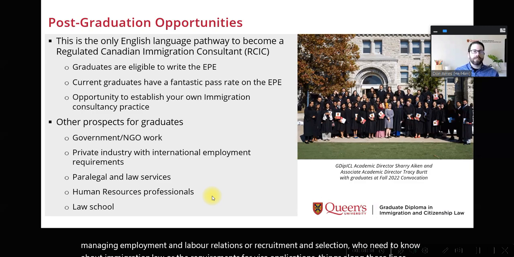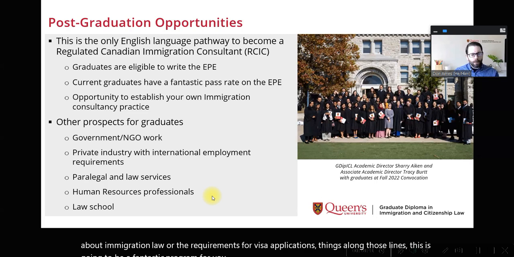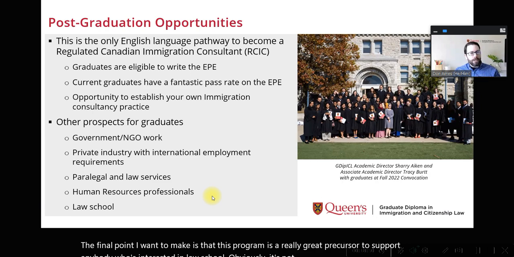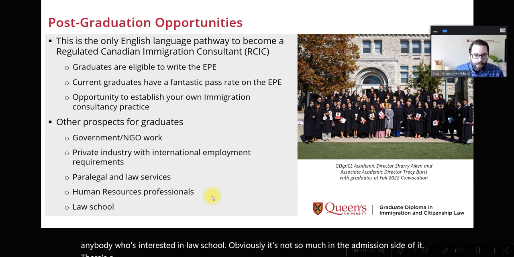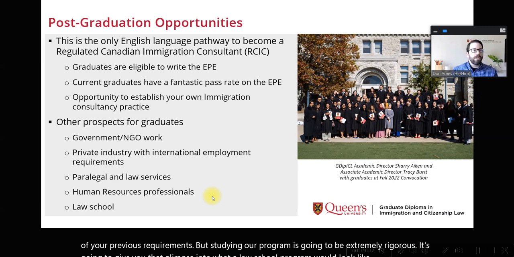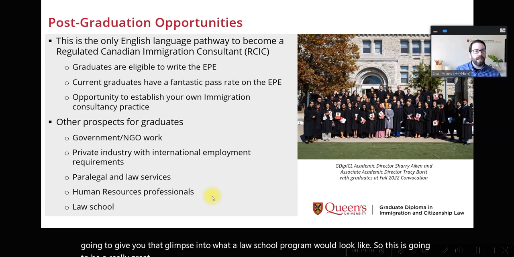This is going to be a fantastic program for you. The final point I want to make is that this program is a really great precursor to support anybody who's interested in law school. Obviously, it's not so much on the admission side of it. There's a very, very big focus when it comes to the LSAT and all of your previous requirements. But study in our program is going to be extremely rigorous. It's going to give you that glimpse into what a law school program would look like. So this is going to be a really great support for that kind of first year perspective into law school.